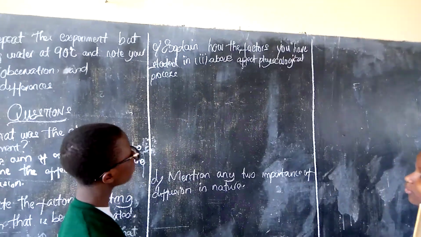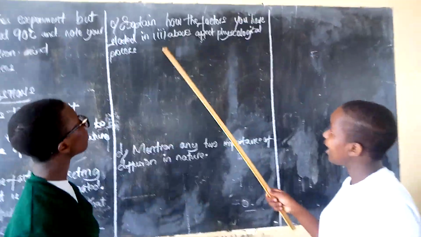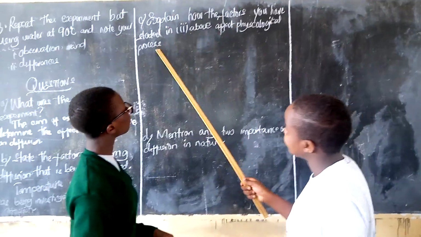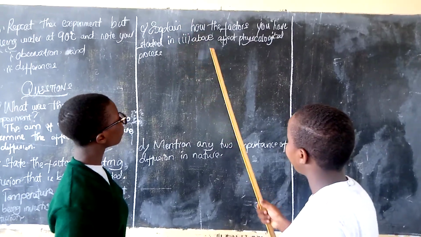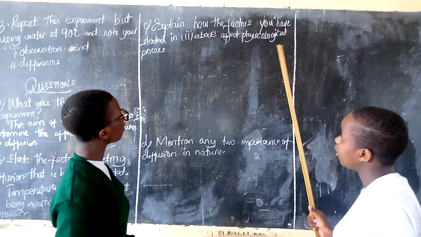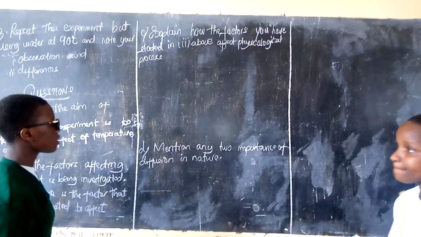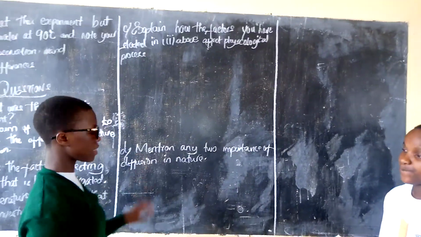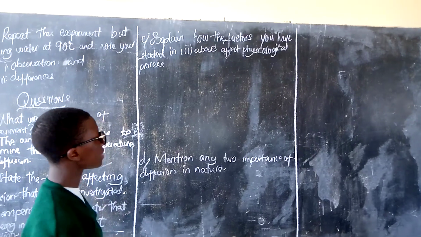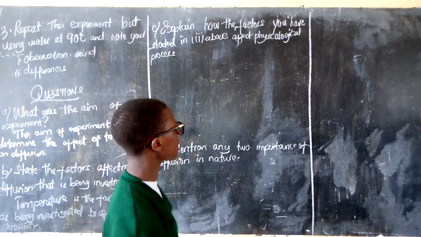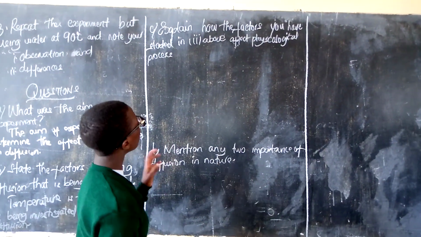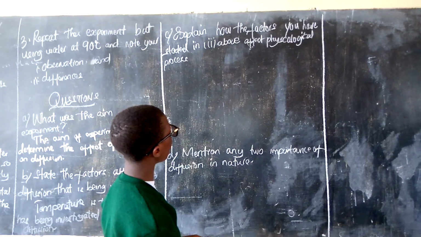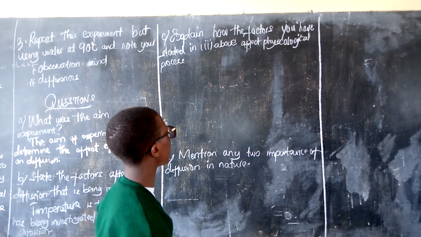We are moving on to question number C. Explain how the factor you have stated in 2 above affects the physiological process. So the factor is temperature, as we said above. But how has it affected? The question needs us to find the effect of temperature on diffusion.